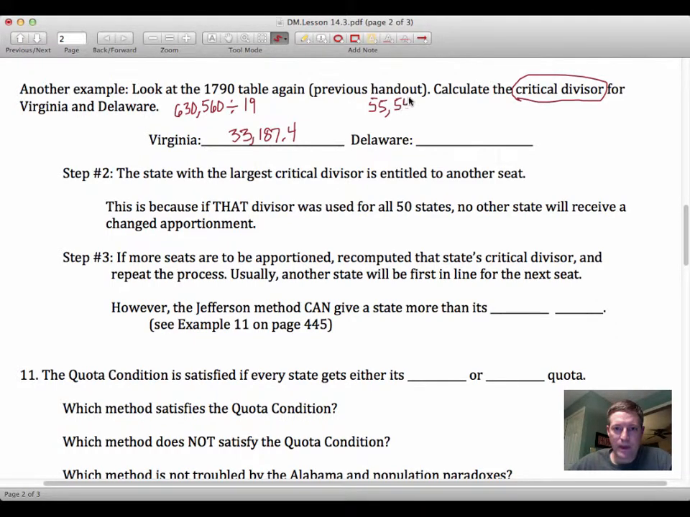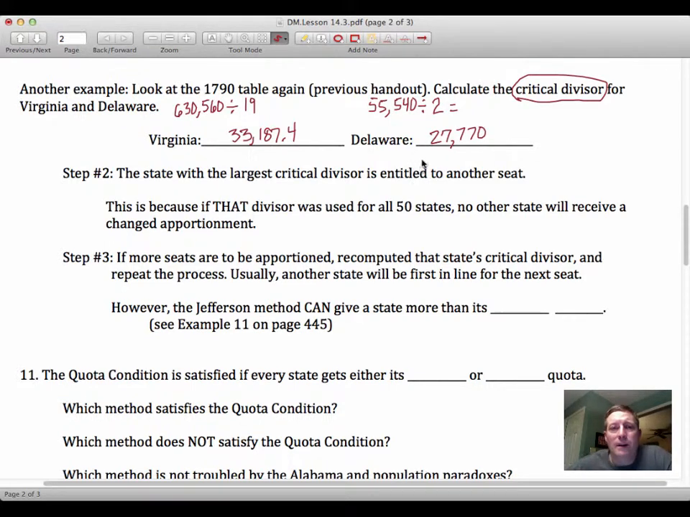If you do the same thing for Delaware, Delaware has or had a population of 55,540. And we're going to divide Delaware's population by n plus 1. Delaware earned 1, but they'd like to earn 2. So their n plus 1 would be 2. So if you take 55,540 and divide by 2, you get 27,770.